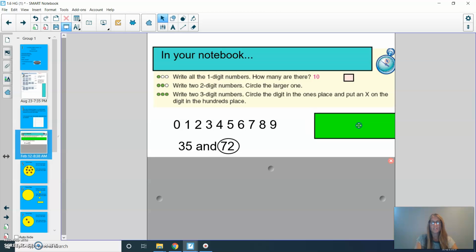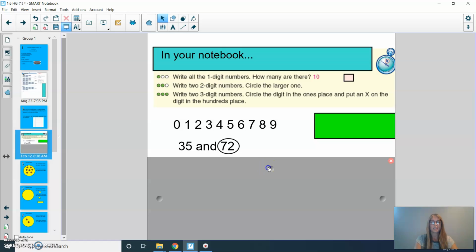Now there's one more thing I want you to do. I want you to write down two three-digit numbers. Now a three-digit number might be a number like 275 or 139. So write down two three-digit numbers. Using those numbers, can you circle the digit that's in the ones place for both of your numbers? Can you put an X on the digit in the hundreds place with both of your numbers?